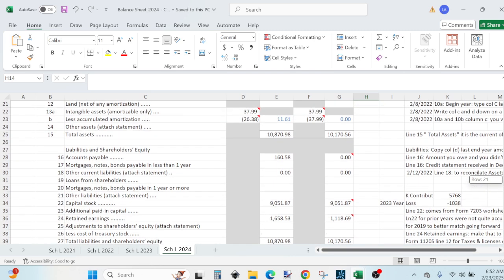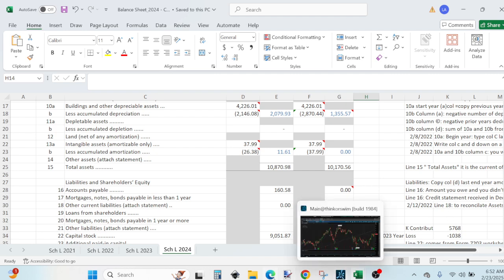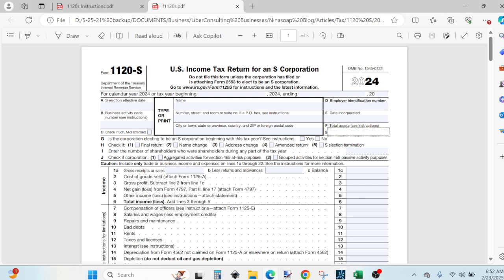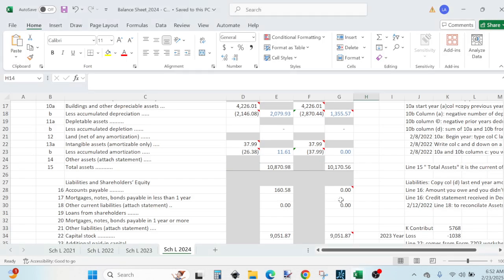So in this example, the asset is 10,171. Let's see if we can memorize that. 10,171. So we can go back to it again, and we can quickly go through it.